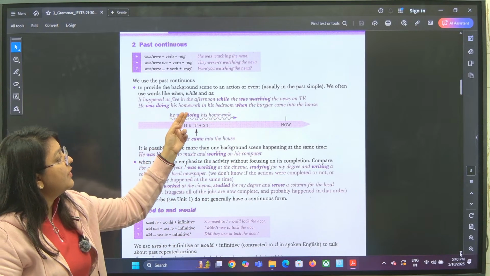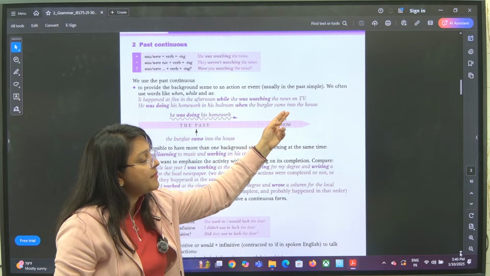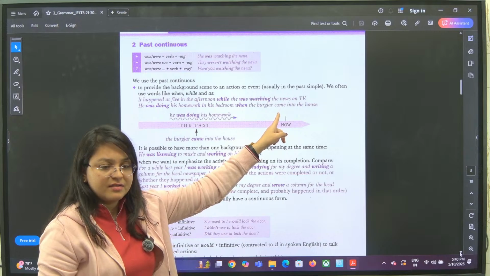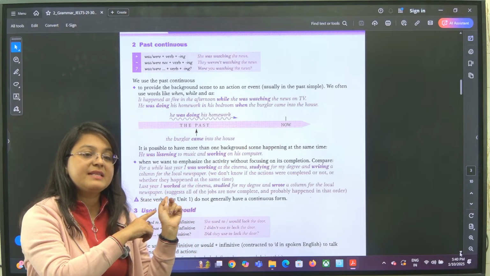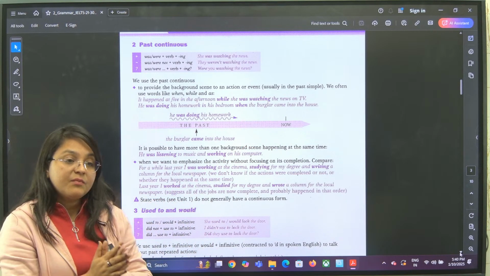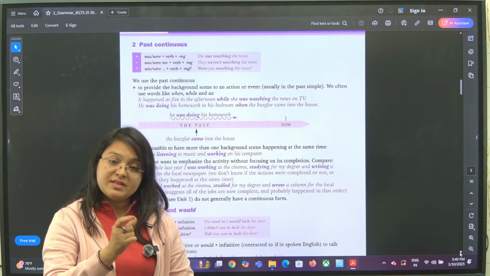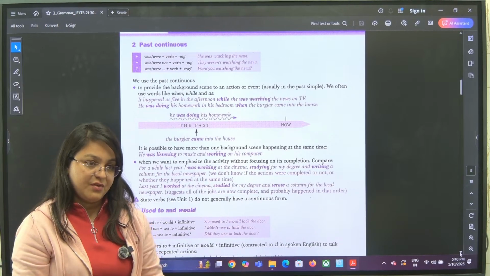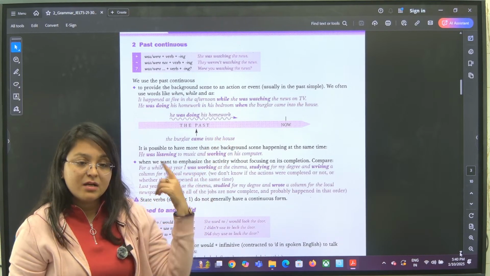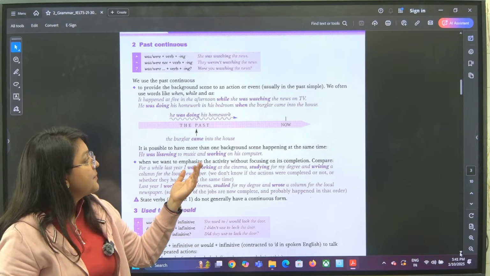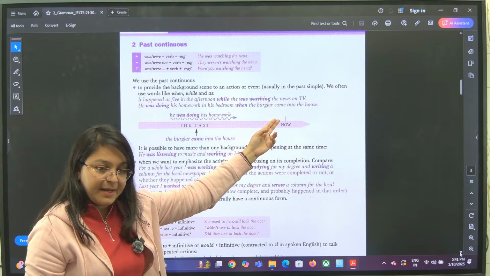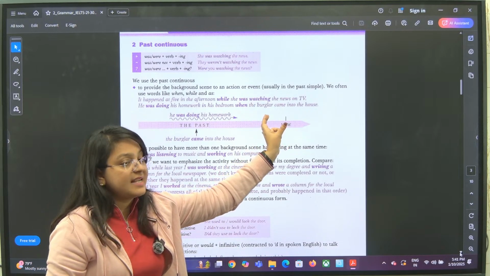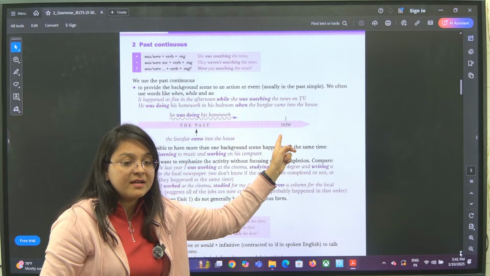He was doing his homework in his bedroom when the burglar came into the house. So, what was the incident? Came. Came means an irregular verb. Some verbs are there for which we are required to use D or ED. Some irregular verbs are there which get changed, like steal, stole; read, read; come, came; go, went. So this one is an irregular verb, but it is stating that this incident happened in the past.